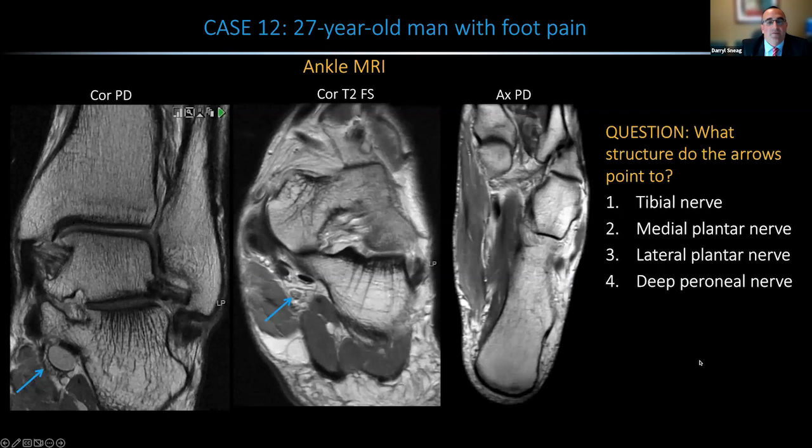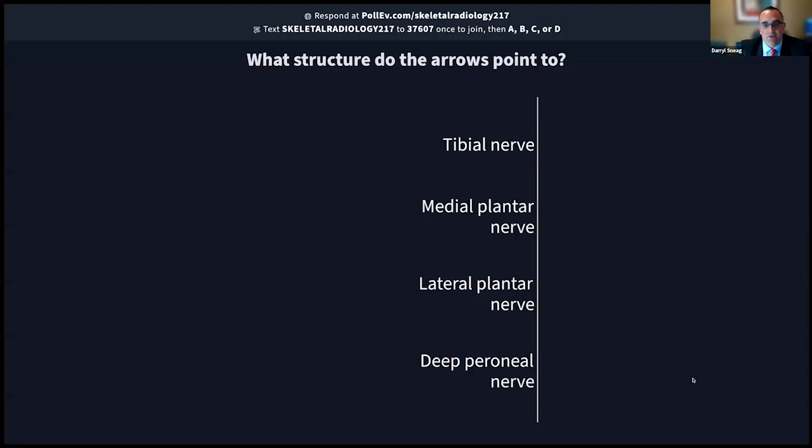Okay, so case 12. This is a 27-year-old man with foot pain. We have an oblique coronal PD, axial PD. And I have a blue arrow. I'm sorry, this is mislabeled. This would be a PD. And the question is, what structure do the arrows point to? Is it the tibial nerve? Is this the medial plantar nerve? Is this the lateral plantar nerve? Or is this the deep peroneal nerve? Let's go to the poll.